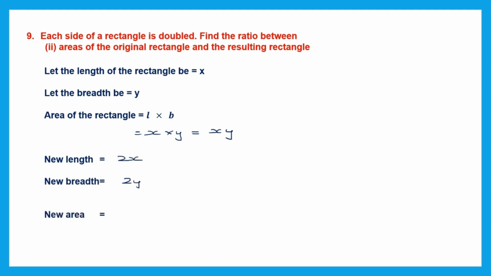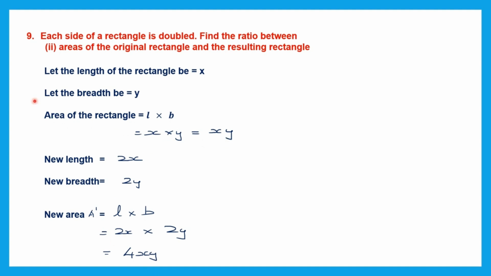So that means the new area we can call it A dash. The new area will be length into breadth again, and the new length is 2x into 2y. So 2 into 2 is 4, 4xy. So now we have the area of the original rectangle and the new area.